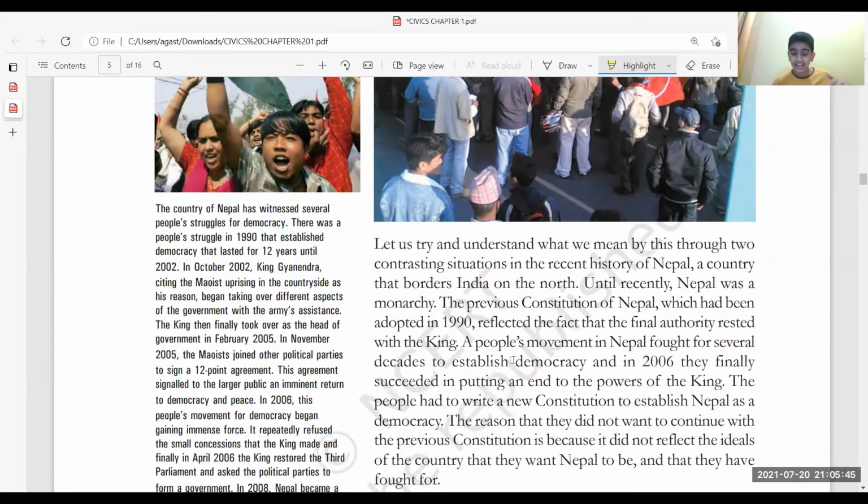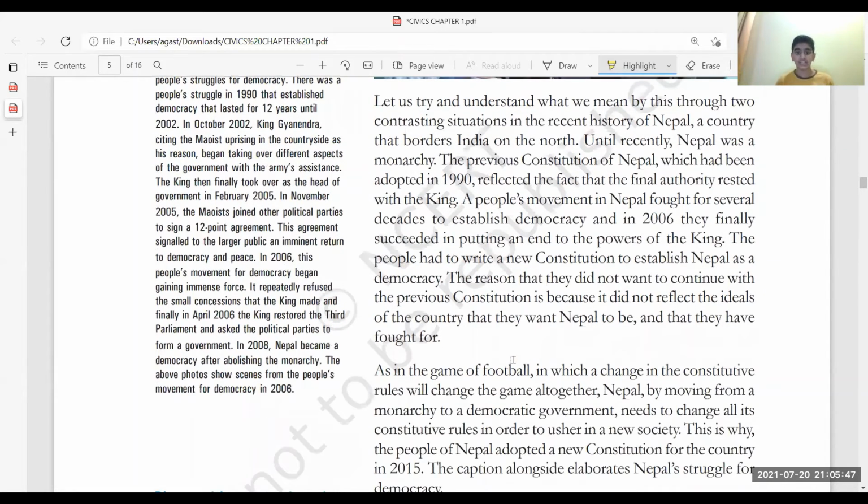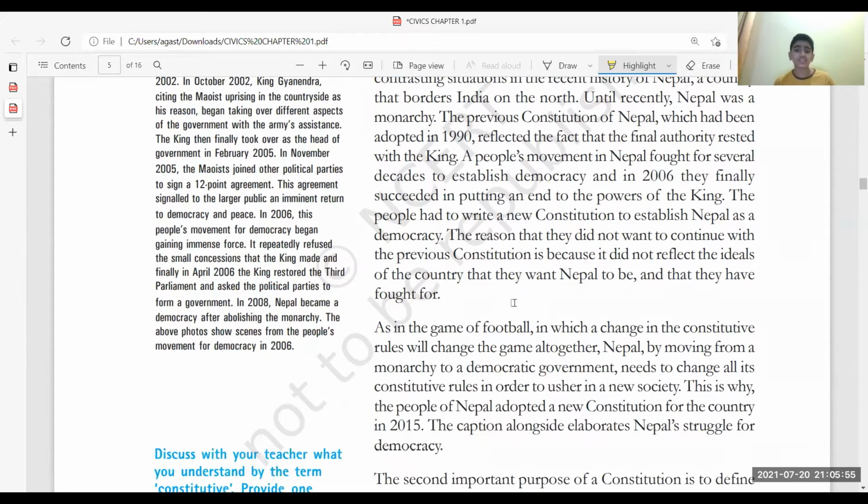Got my point. And what happened in 2008? Nepal abolished monarchy, and it became democratic. Then in 2015, they adopted a new constitution for the country.